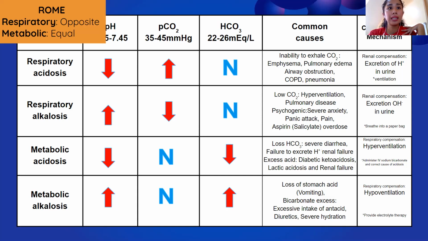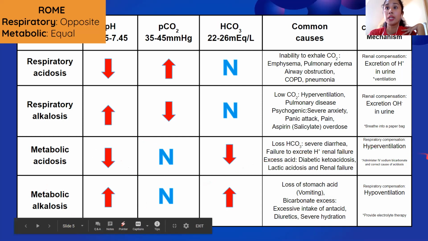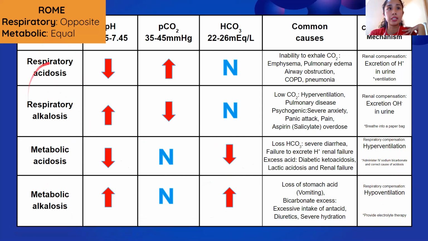So, pag metabolic alkalosis at acidosis, your lungs compensate. Okay? They kick into action. When you have respiratory acidosis and respiratory alkalosis, your kidneys will kick into action. Word for the day, kick into action.